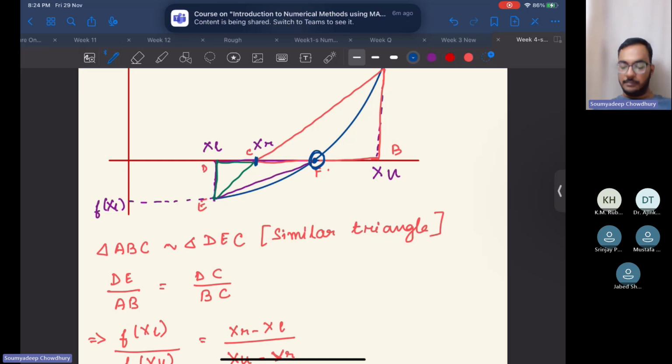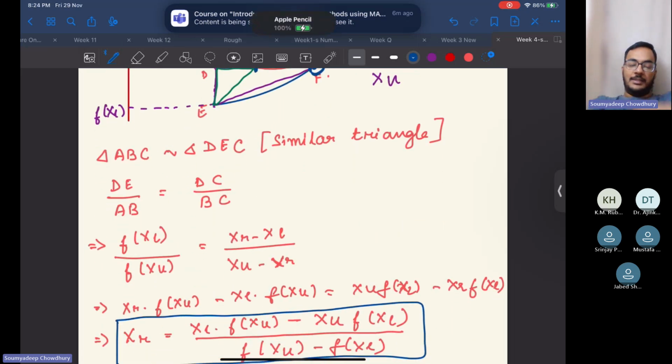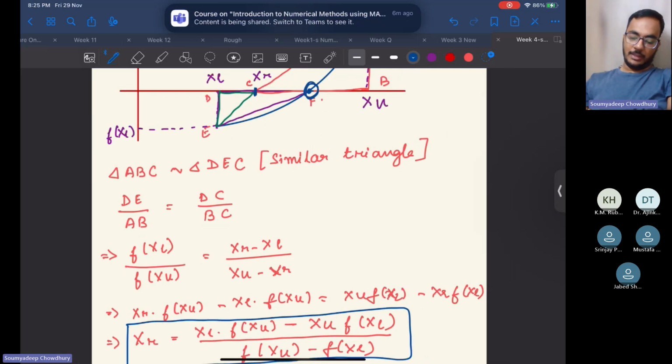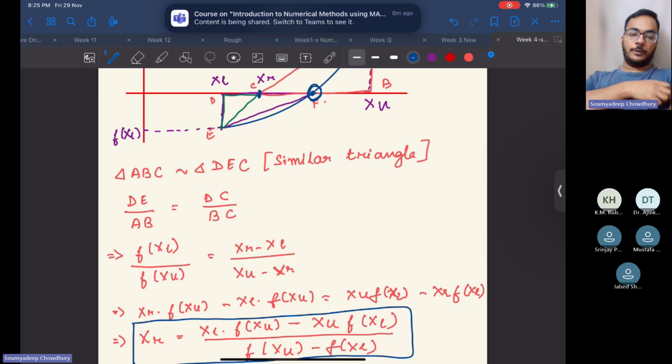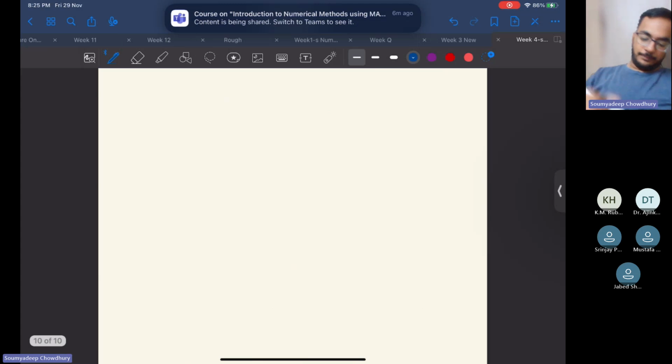It is exactly the same as the bisection method, except instead of bisecting, that is, instead of finding C equals A plus B by 2, we have a new iterative formula based on the similarity of the triangles, and we try to find the new value of XR. So you can see here, if you write the code for this, it will be more efficient, that is, fewer iterations will be required.